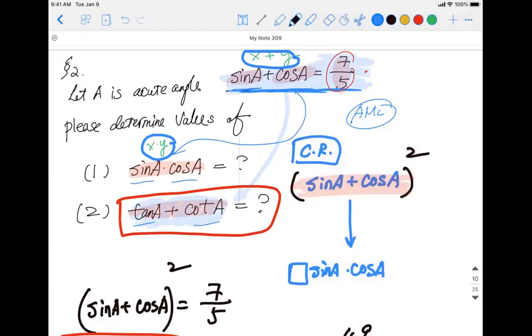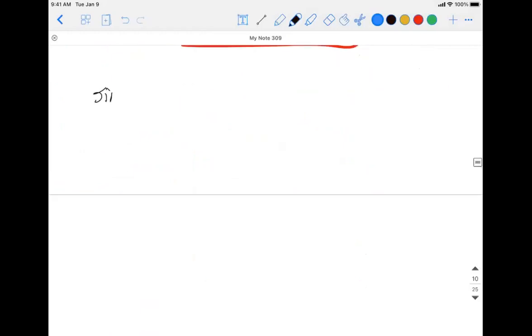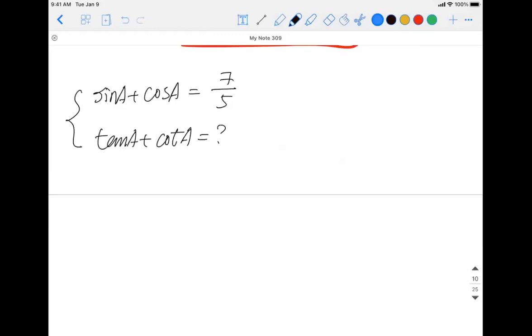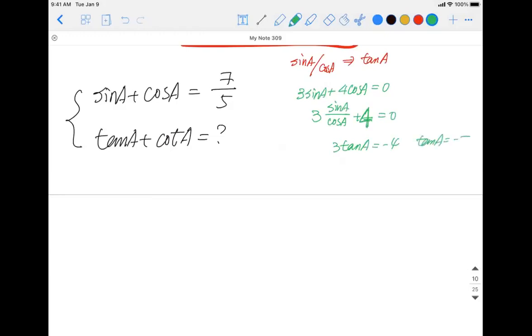Let's follow our strategy. The question gives you sine A plus cosine A equals 7 over 5, and asks for tangent A plus cotangent A. Previously, we introduced something: if you see sine A and cosine A, maybe you can try to convert into tangent A. For example, 3 sine A plus 4 cosine A equals 0. If you divide both sides by cosine A, 3 sine A over cosine A plus 4 equals 0, so 3 tangent A equals minus 4, then tangent A equals minus 4 over 3, right?